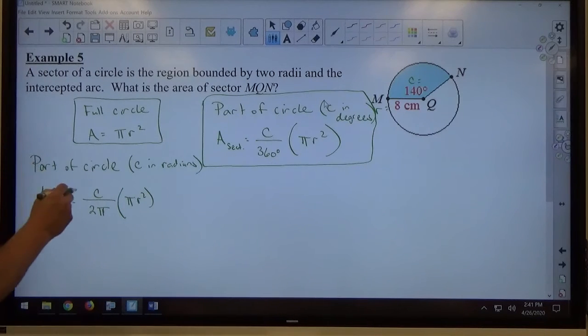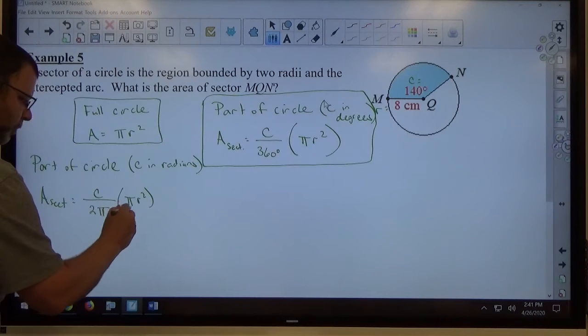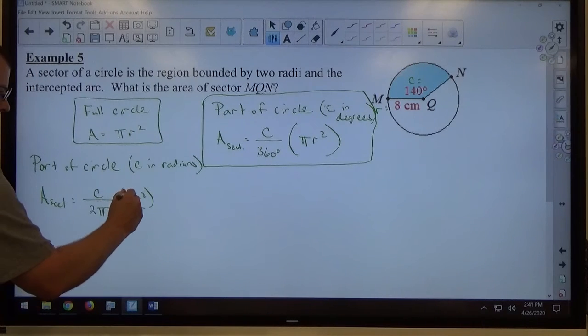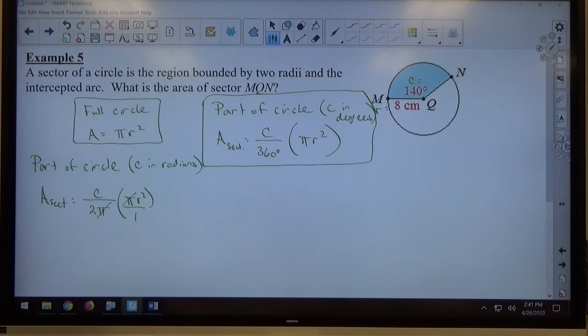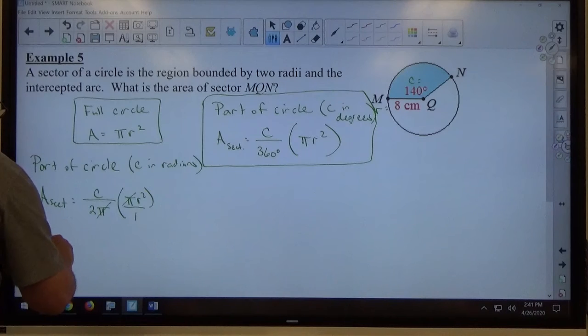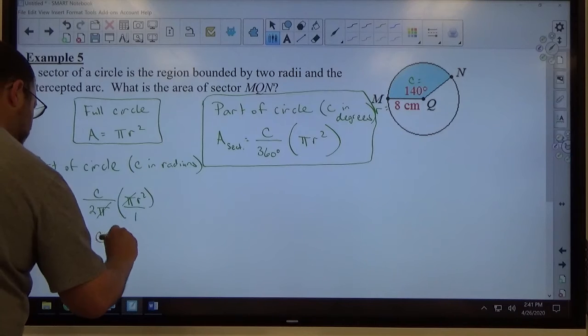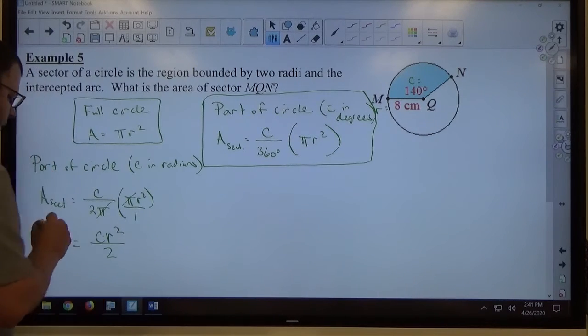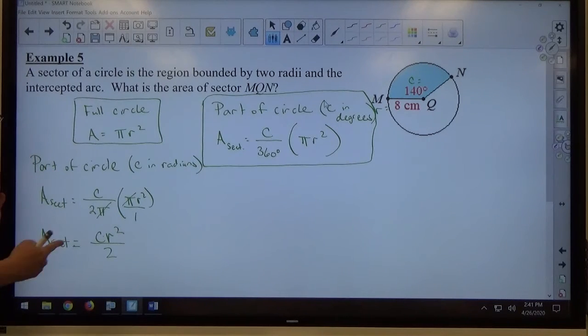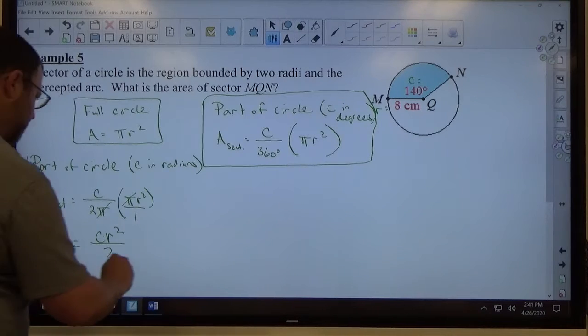And again, for simplification purposes, this pi is on top and this pi is on bottom, so we cancel the pi's that are common. The area of the sector, if we're in radian form, is going to be C r squared divided by 2. If this does come into play, the radius is being squared, C is not being squared, so be careful with entering your calculator for that. Again, if that happens, we'll deal with that. If it doesn't, I probably won't throw any problems like that at this point.